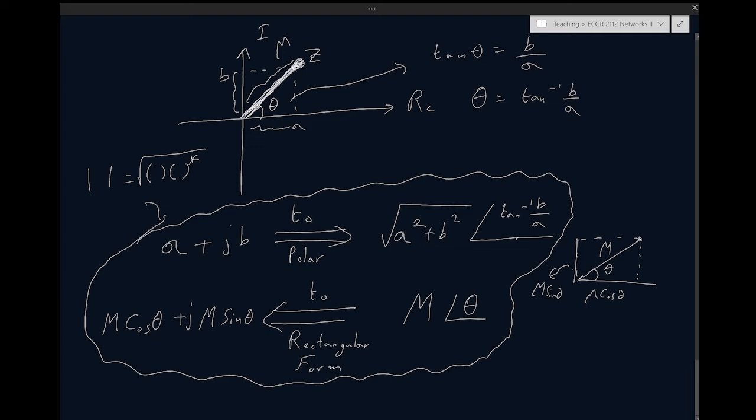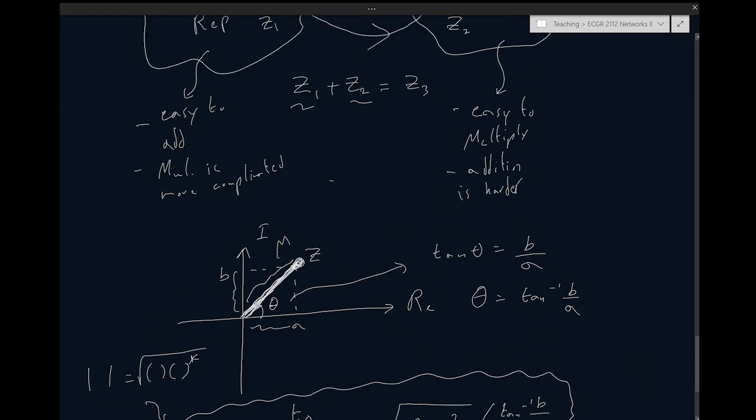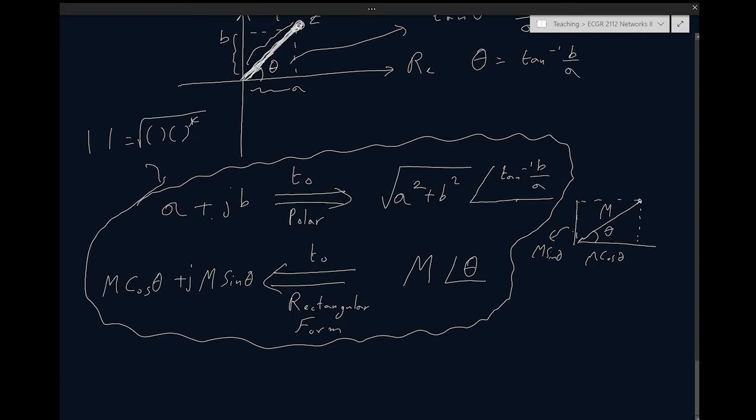Now, having shown you that, I want to justify my claim that, although we know how to multiply and add in rectangular representation, multiplication is a bit more hairy than addition. I claim that in polar representation, the opposite happens. Addition becomes harder, but multiplication becomes easier. And I'm going to justify that for you.